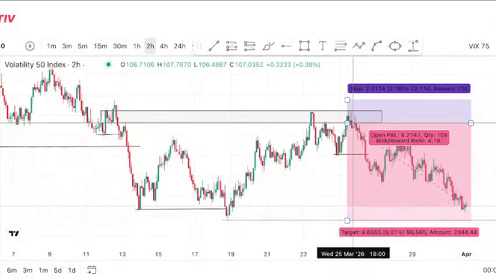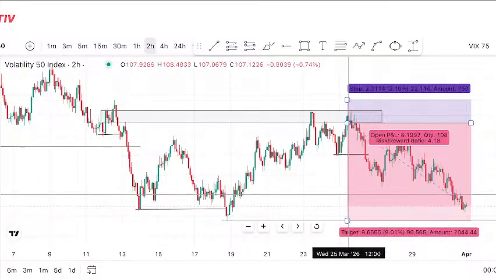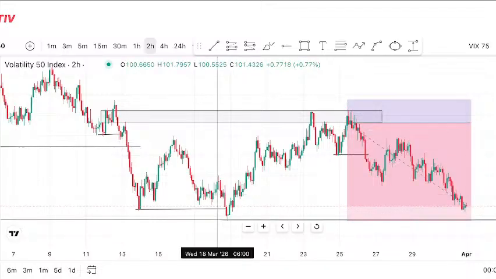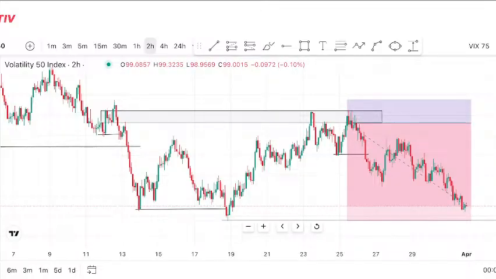Then I set my stop loss right above this break of this recent high. Then my target is this recent swing low. I just want price to come and take out this low, then I'm done with this particular trade you are seeing here. I just want price to come back down to this zone.